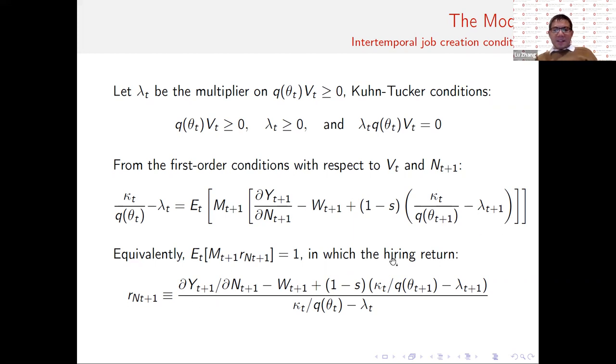So analogously, you can define the hiring return as the term on the right-hand side within the bracket. The inner bracket that is multiplied with the pricing kernel is the marginal benefit of employment next period, divided by the marginal cost of hiring in the denominator. So the numerator is the marginal benefit of hiring, and the denominator is the marginal cost of hiring. The marginal benefit of hiring is in the next period, and the marginal cost of hiring is in the current period. Okay, and that's the hiring return.